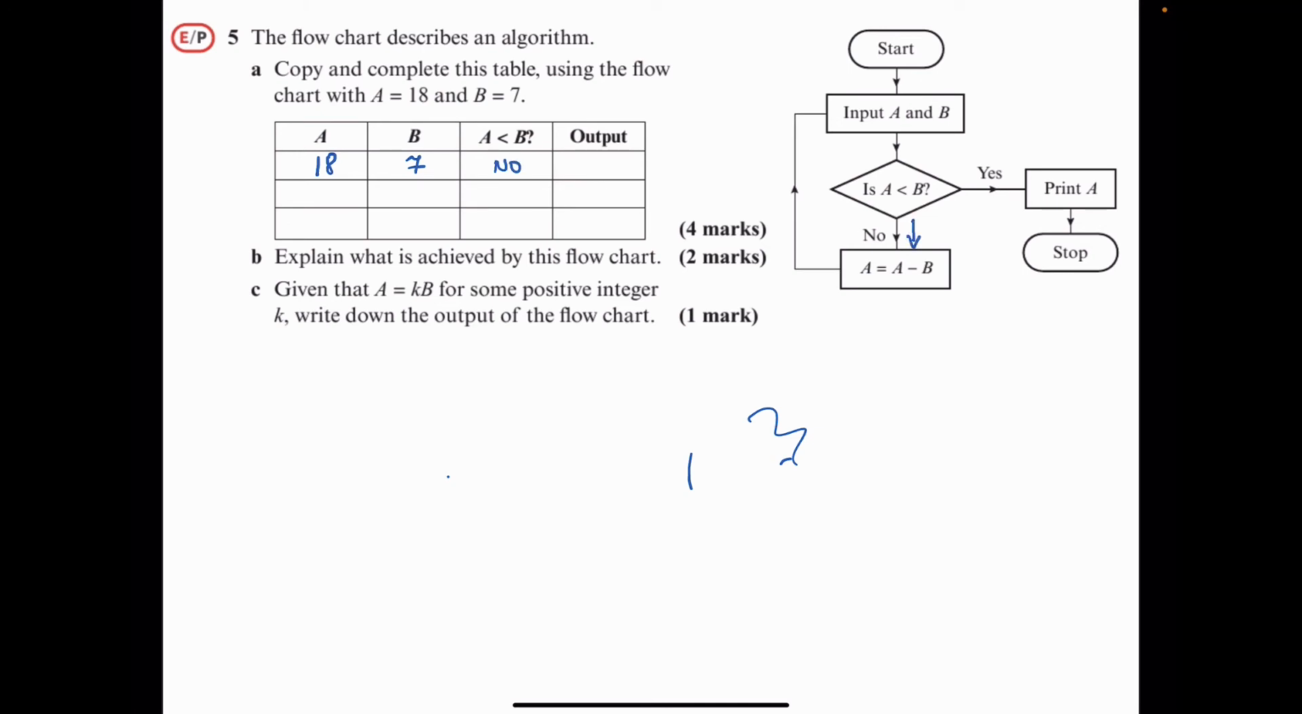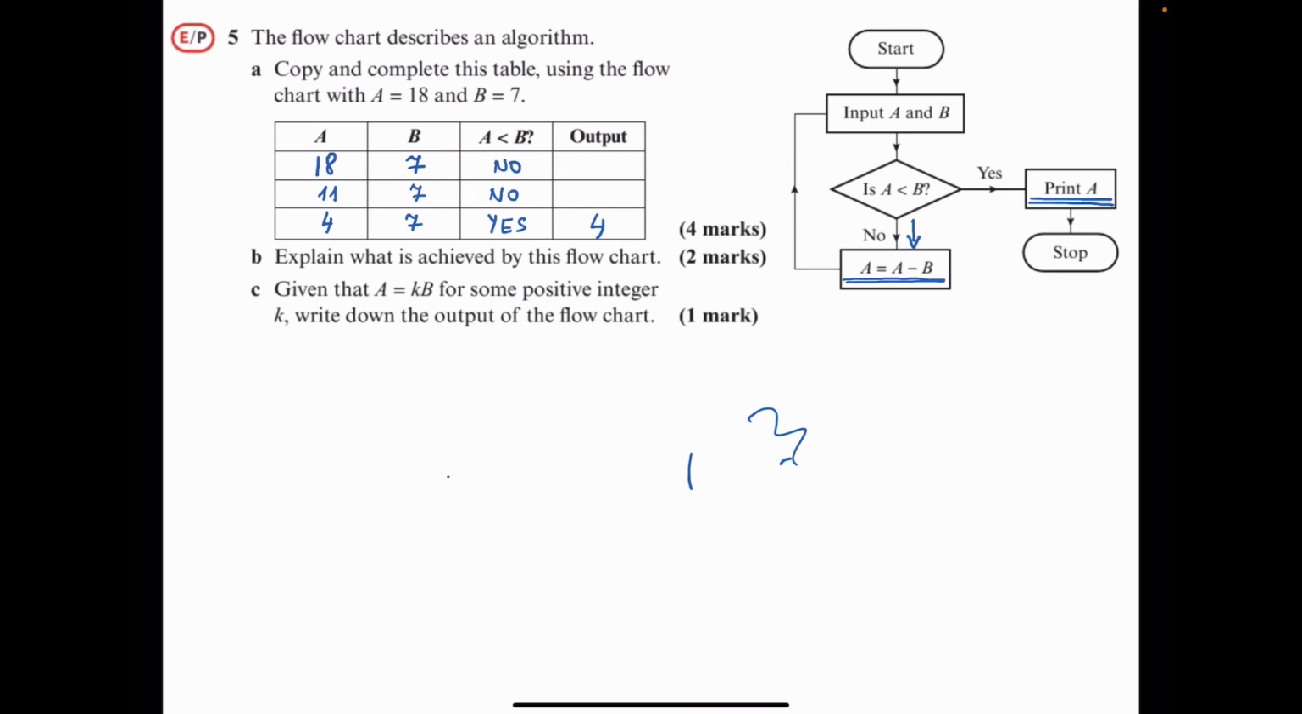That means to A, I assign their difference. That means it would be 11 now. To B, I'm not changing anything. But it's still no. It's not less. 11 is not less than 7. That means I'm still repeating the same step here. So 11 minus 7 would be 4. 4 and 7. Now the answer would be yes. So if the answer is yes, it tells me to print a value. That's number 4. And then I need to stop.